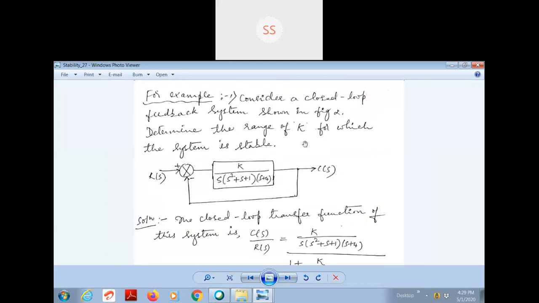Here is one example. Now this is the given block diagram. This is G(s) and this is H(s). So consider a closed loop feedback system as shown in this figure. Now our problem is to determine the range of k values for which the system is stable. Okay, so determine the range of k values for which the system is stable.